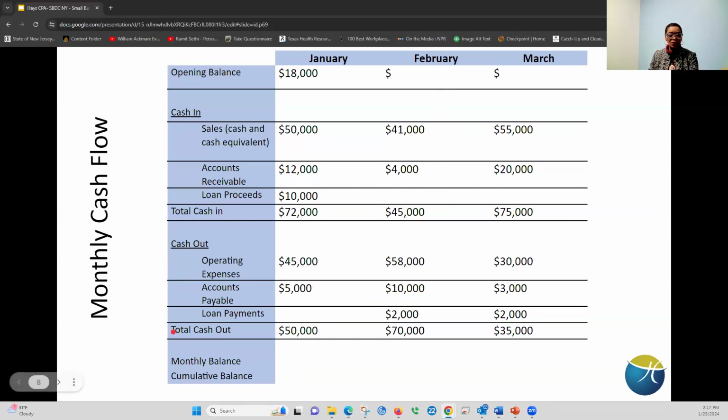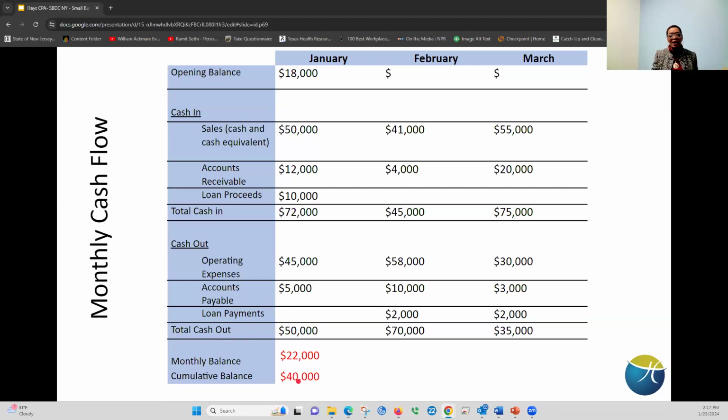So the next thing we want to do now is find out what was their cash result at the end of the first month of the year. So we see that the monthly balance is 22,000. How did we get that amount of 22,000? It's the amount of cash you brought in, the 72,000, less the amount of cash you spent. So the monthly cash balance is 22,000.